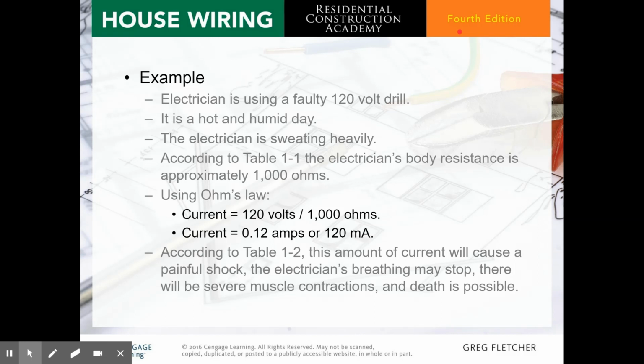According to the table we just looked at, this amount of current will cause a painful shock to the electrician's breathing may stop, and there will be severe muscle contractions and death is possible. So as little as 0.12 amps is enough to kill somebody.